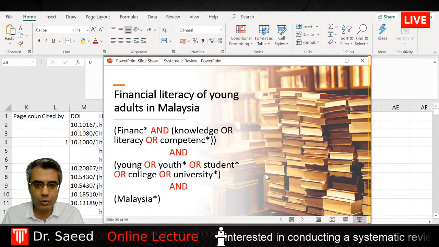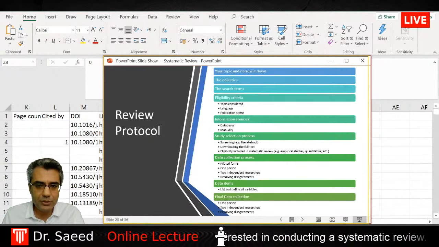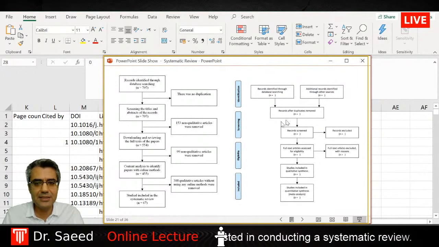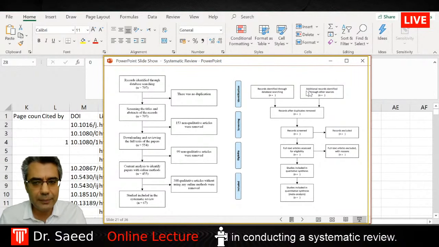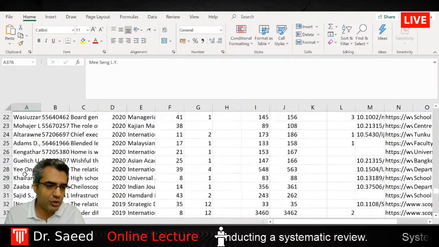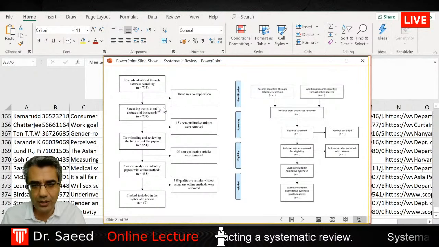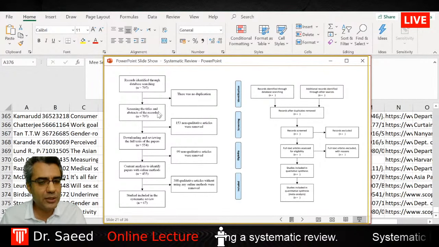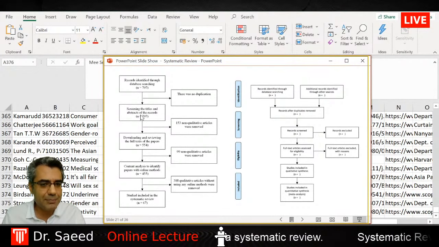Then based on this information, you complete your work and prepare this table. For example, how many papers you got? The search resulted in 375. How many you excluded because of checking the abstract, checking the full text, and how many you got?